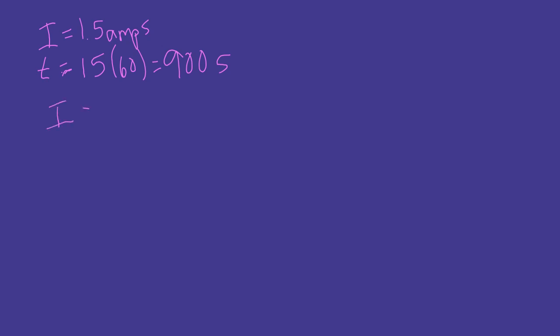So I have I in this case, which is 1.5 amps. I also have time, but I need to get it into seconds. So I'm going to have to take the 15 minutes and multiply that by 60, and that will give us 900 seconds. Well, if I have I and I have t, I can plug this in and solve for Q, because Q is going to tell me moles of electrons.